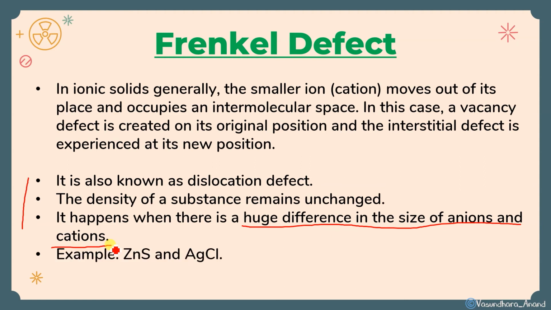Got it? Example ZnS, AgCl. Sometimes it is asked as a example के type में, पूछा गया कि in ZnS which defect occurs. So that you should know that there's size difference. Sulfur and zinc के size में there is a huge difference. Ag and Cl के बीच में huge difference. So that's why it will show that Frankel defect. And one example, let me write that AgBr also. Okay, why I'm writing, I will tell you.